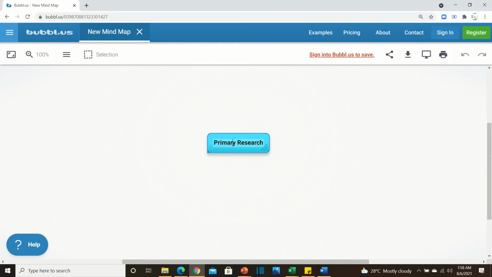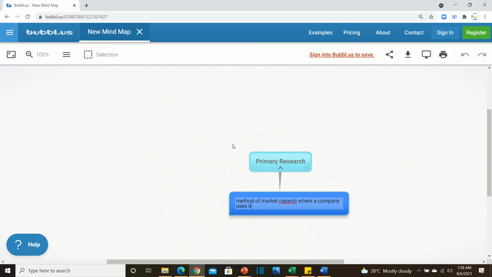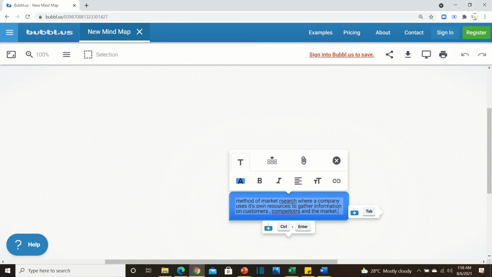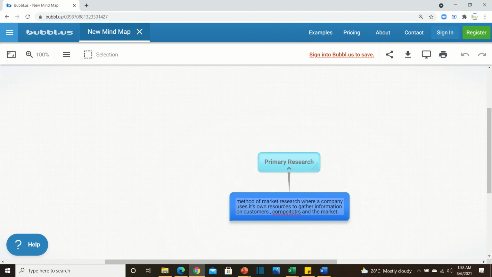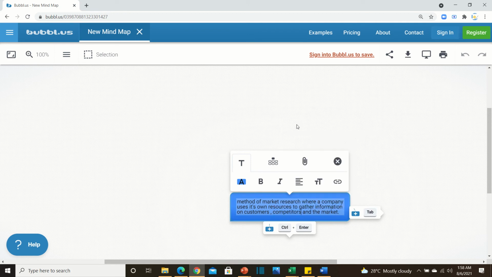Primary research is a method of market research where a company uses its own resources to gather information on customers, competitors and the market. So basically primary research एक market research का तरीक़ा है जिसमें we basically try to gather information by using our own resources.